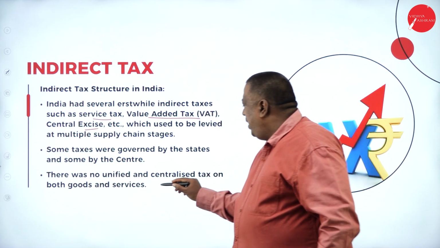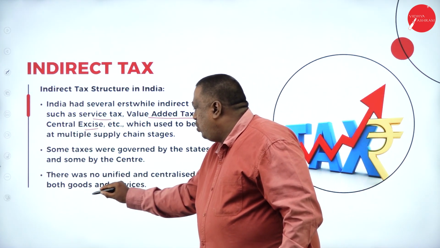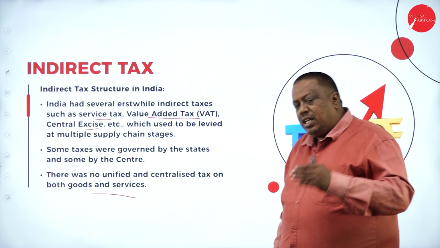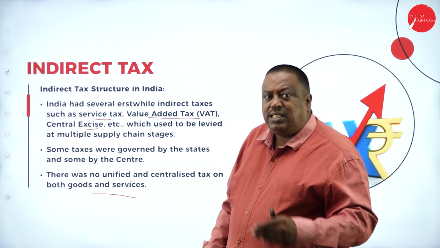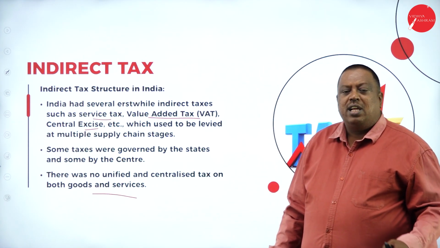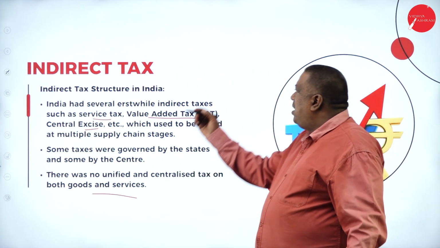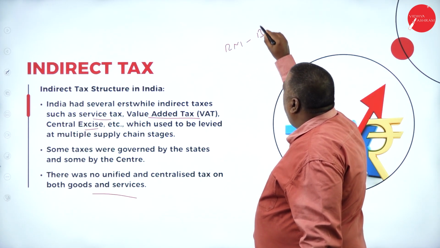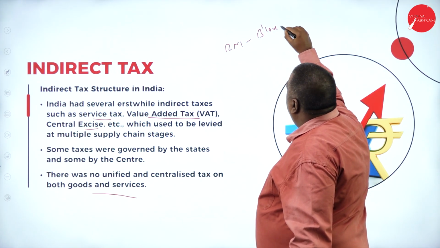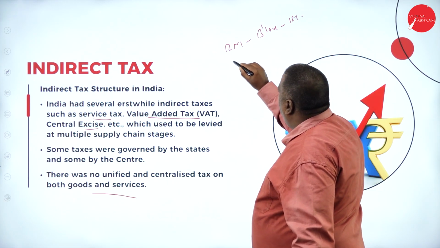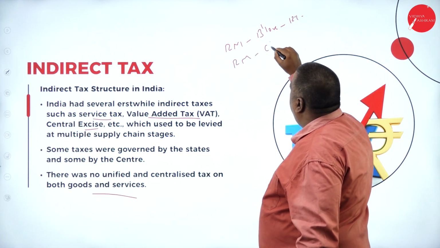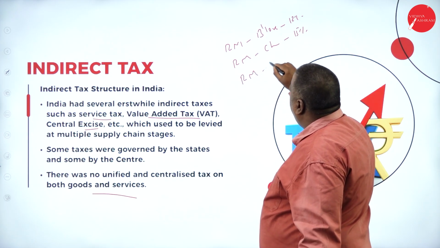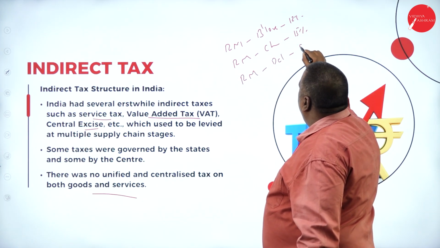There was no unified and centralized tax on both goods and services. There was no equality, and the same rates were not applicable for the same goods. For example, earlier, if I purchased a raw material in Bangalore, I was paying 12%. The same raw material from Chennai, I was paying 15%. The same raw material from Delhi, I was paying 8%.